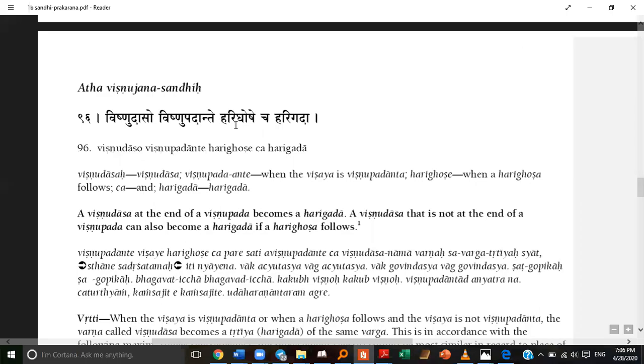And so this is Vishnu Jana Sandhi. What is Vishnu Jana? Anyone? Vishnu Jana क्या होता है? What is Vishnu Jana? Consonant. And what is Vishnu Jana literally? The associate of Lord Vishnu, Jana of Vishnu.